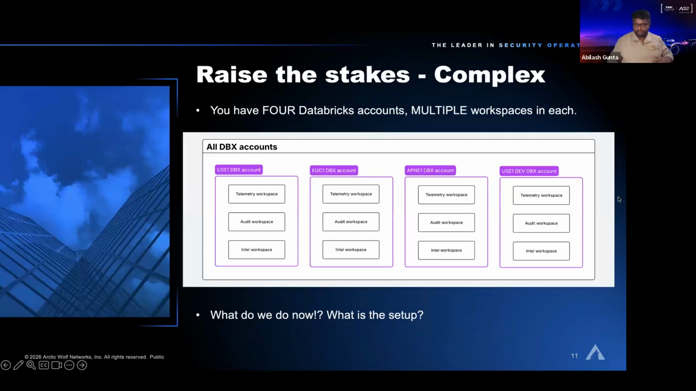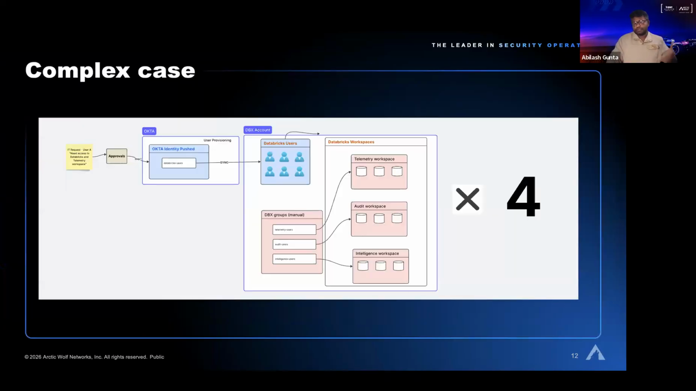Now, let's raise the stakes. Imagine you have 4 Databricks accounts. This is very realistic. In this example, I'm showing one Databricks account per region. This is a very common thing that happens, or maybe you have a different Databricks account for a different use case. But no matter, you have 4 Databricks accounts and multiple workspaces in each, what should be the setup? If you're thinking you can just do the same, it was working before. Just because you have more groups, wouldn't it work?